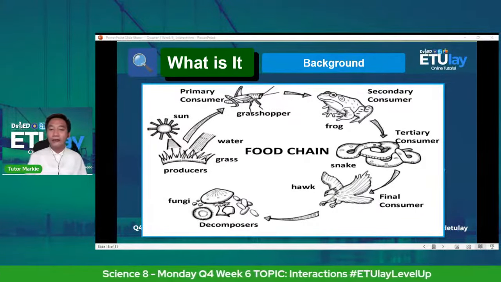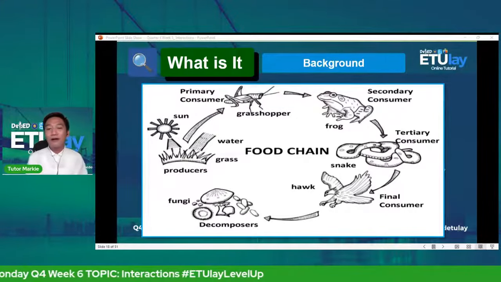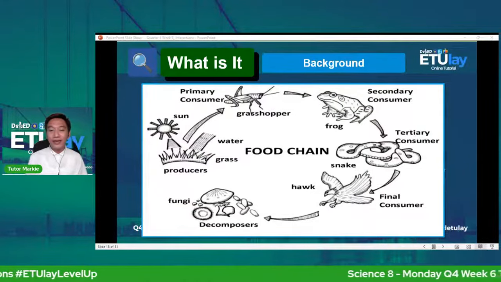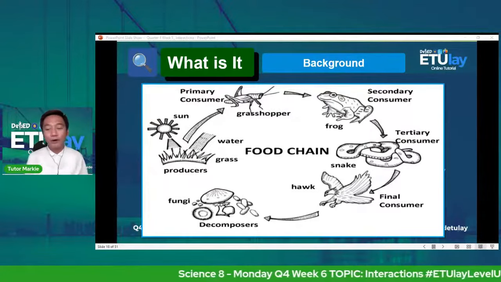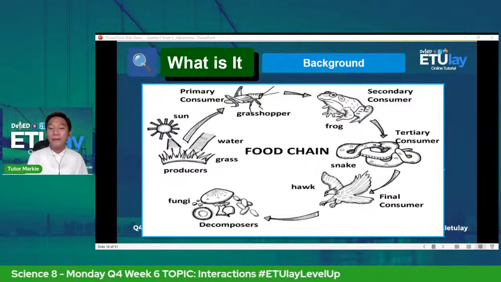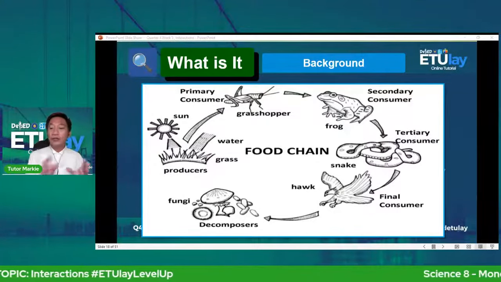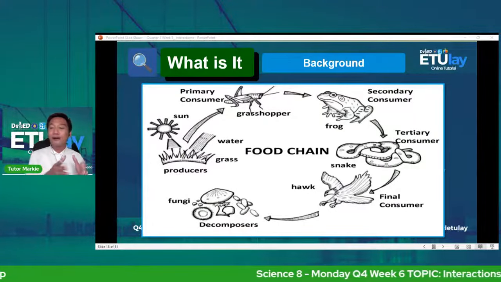May makita tayong halaman, may araw, may grasshopper, okay, may frog, may snake, may hawk, and also we have a fungi. So just like what I've told you a while ago, all of us are interconnected with each other. So just like them, they are interconnected to each other. So on what particular way? They are interconnected because of what we call food chain.